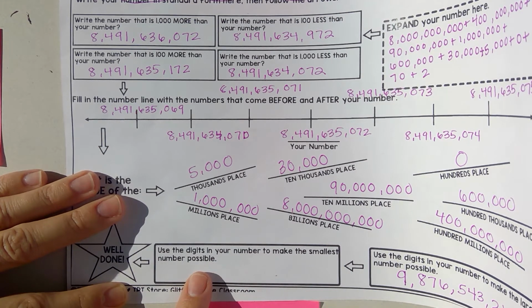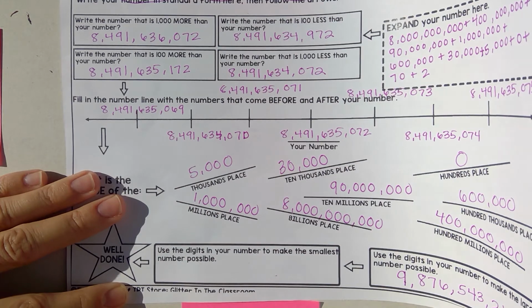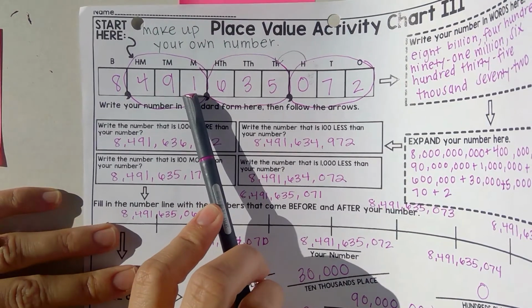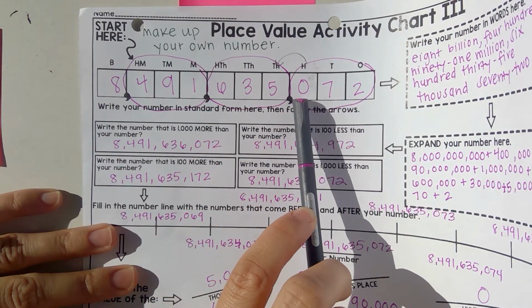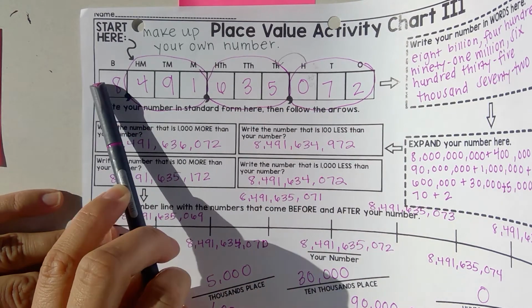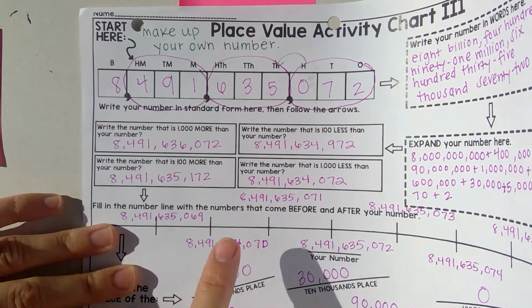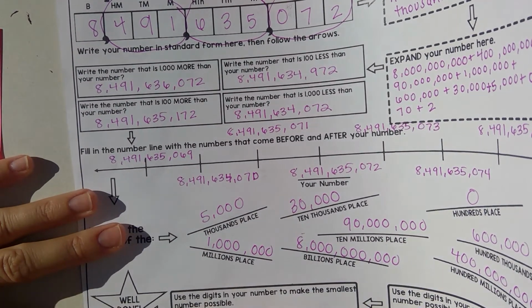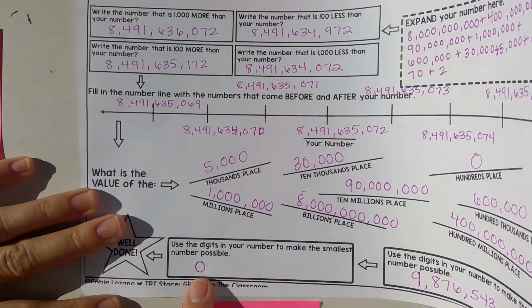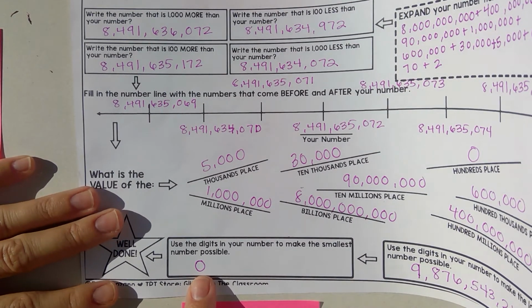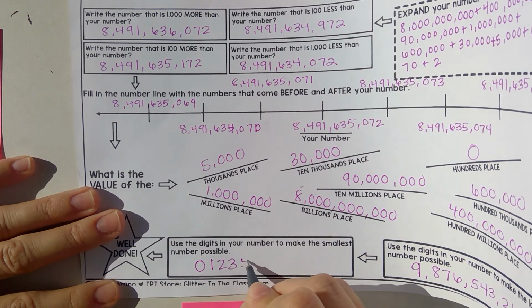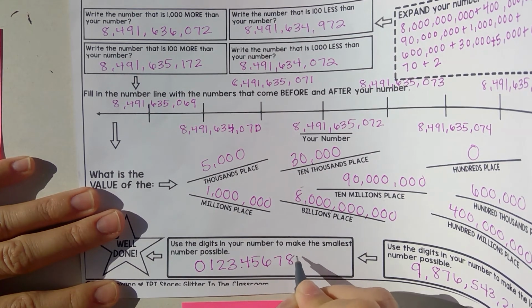Then my next task says use the digits in your number to make the smallest number possible. So now if I want to make the smallest number, I want the smallest digit in my largest place value. Well, I know you're probably thinking it is 1, but I actually had a digit that was less than 1, and that was 0. So I would want 0 in my largest place value, which is billions. So if I had 0 billions, that wouldn't even be a place value. It would start in my 100 millions. So I would put a 0 in my billions, which really would just mean nothing. Then my next smallest number would be a 1, then 2, 3, 4, 6, 7, 8, and 9.